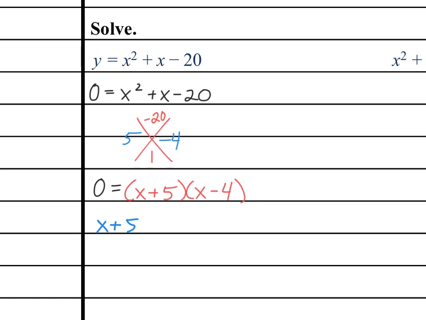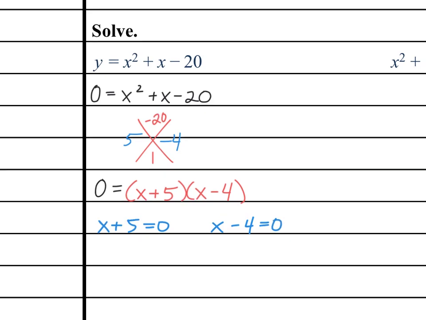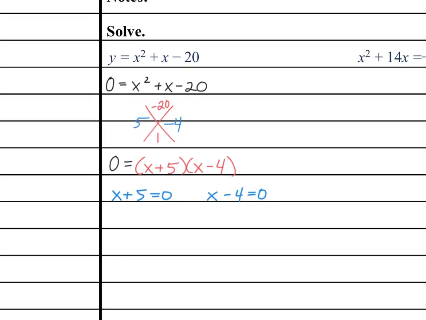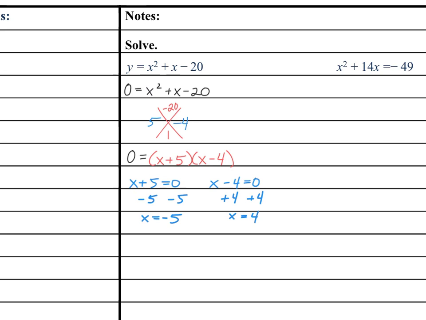So this one equals 0. And this one equals 0. You solve both equations. And then once you have your x-intercepts, you write them as points, please. All right. Next one.